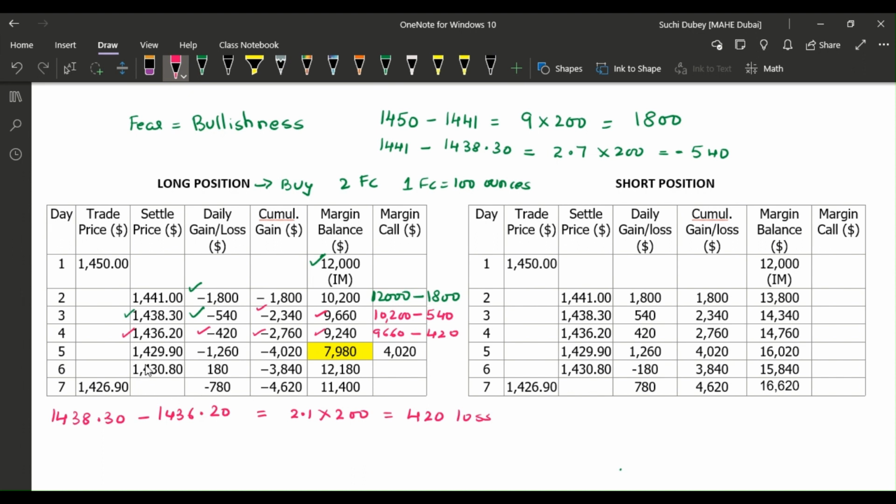Now, something strange is going to happen on the fifth day. I'm going to delete this information. I just need some space to write. Now let's see what is that strange thing that has happened on the fifth day. Again there is a dip taking place, right? Let's see how much that dip is. So what was the previous price? 1436.20. What is the settlement price on the fifth day? It is 1429.90.